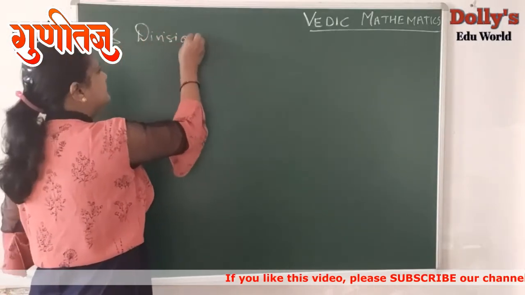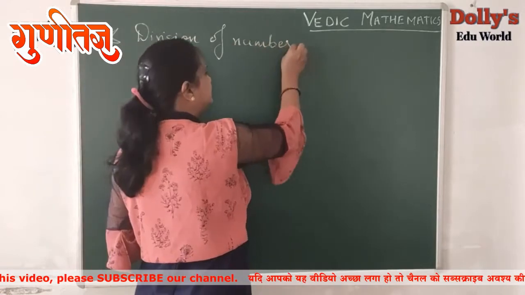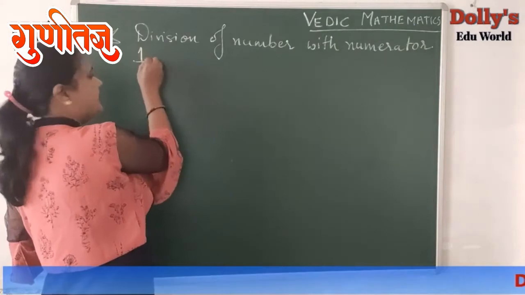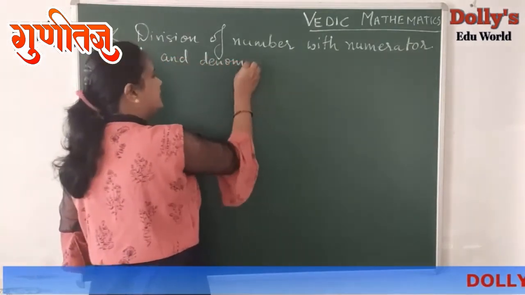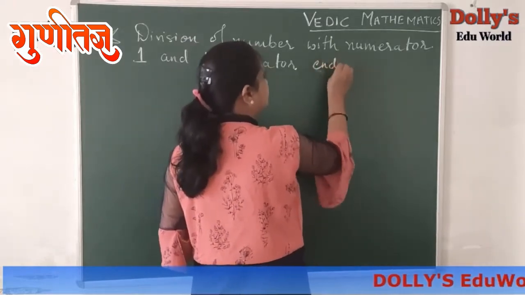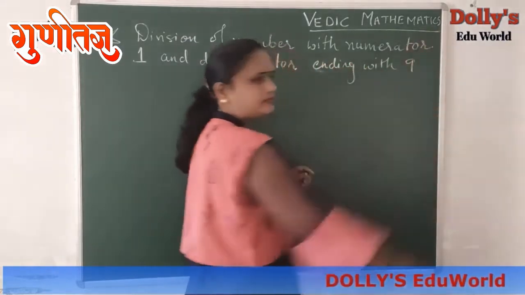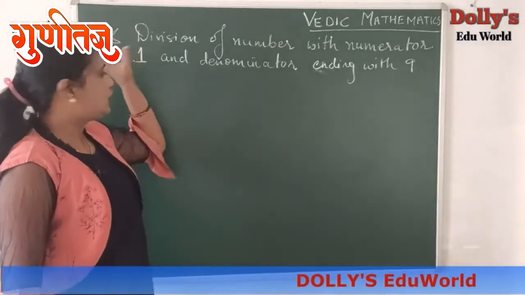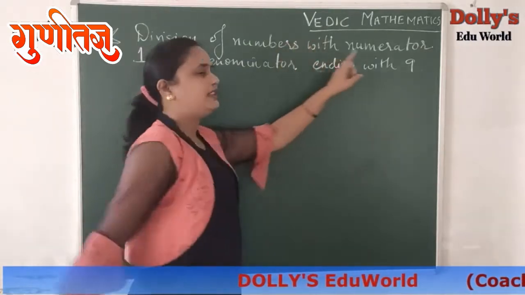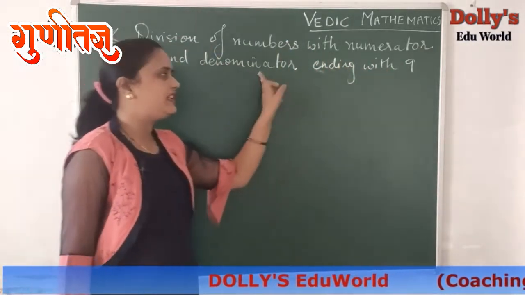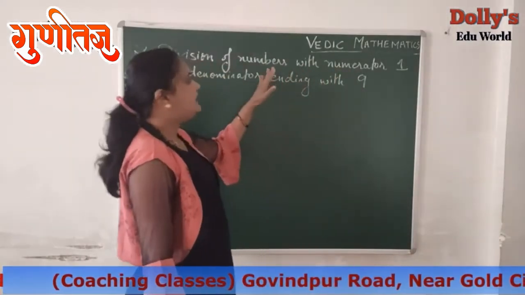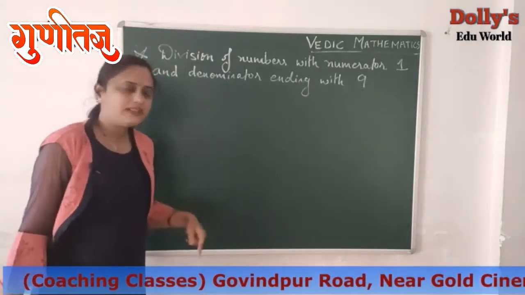Division of numbers with numerator 1 and denominator ending with 9. So what is the topic I have written here? Division of numbers with numerator 1 and denominator ending with 9. The trick here is division of numbers with numerator 1 and denominator ending with 9.